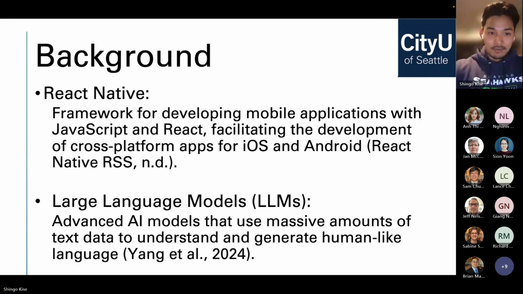To give you a little bit of background, React Native is basically a framework to develop cross-platform mobile applications for iOS and Android. Large language models are basically OpenAI.